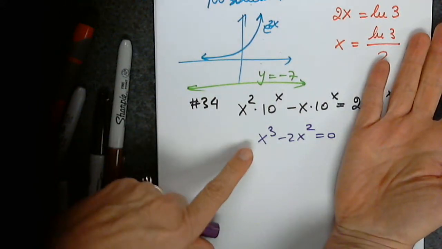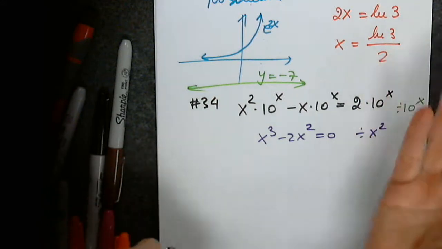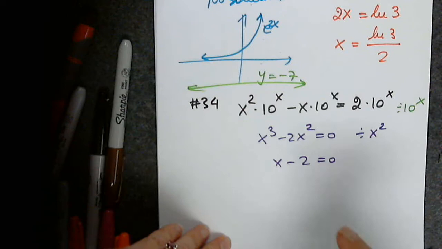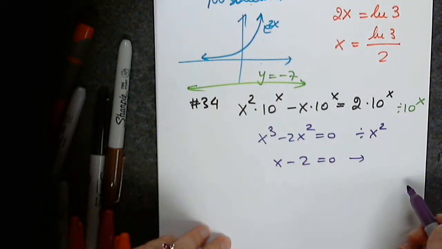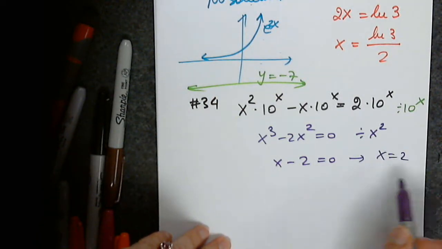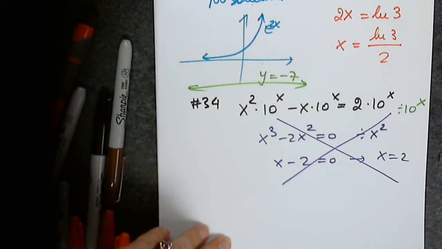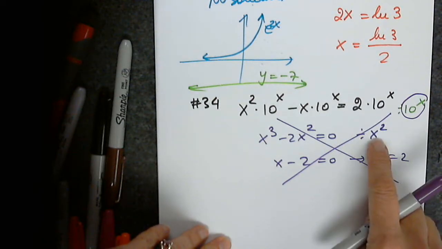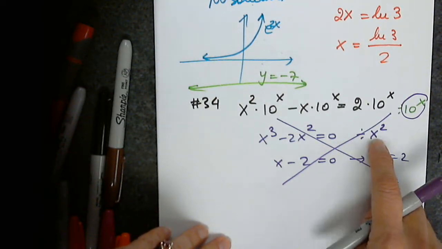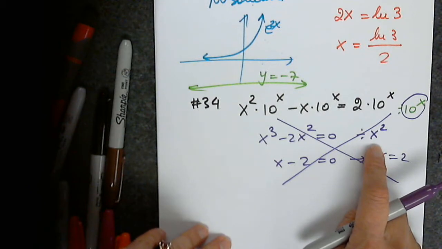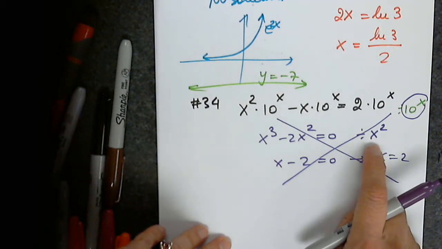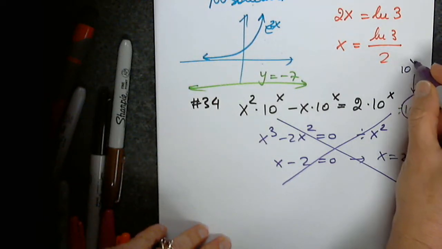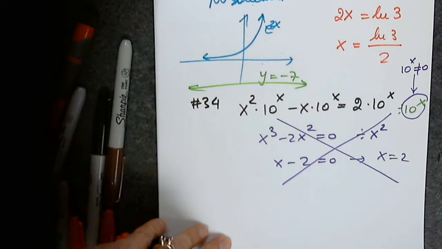How many solutions does this equation have? 3. Let's say I make the mistake of dividing both sides by x squared. How many solutions will I get now? 1. And that is not allowed. Why? Because x can be 0, and I would be dividing by 0. But I can divide by 10 to the x because this is never 0.